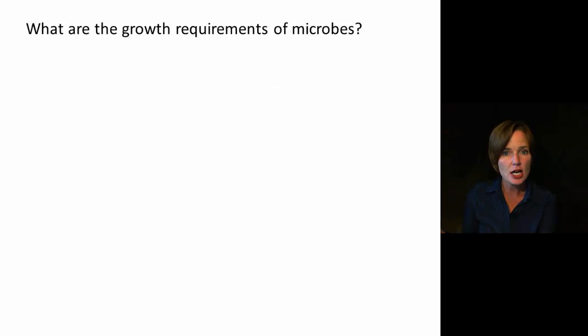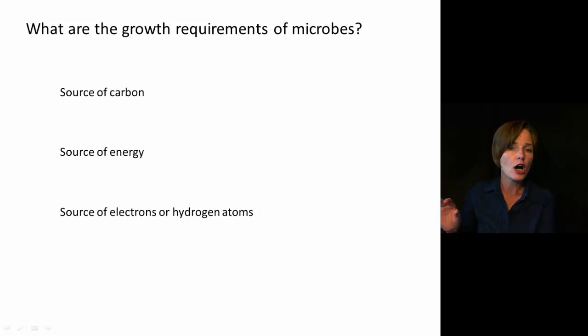So as we begin to talk about microbe nutrition, it's important to know that there are specific growth requirements that all microbes have. So first of all, microbes are going to need a source of carbon. All of them are going to require a source of energy, and all of them need a source of electrons or hydrogen atoms. And we can classify microbes according to where they get these different sources.